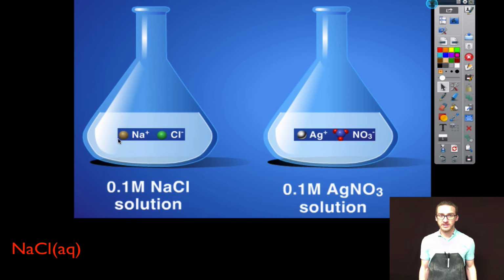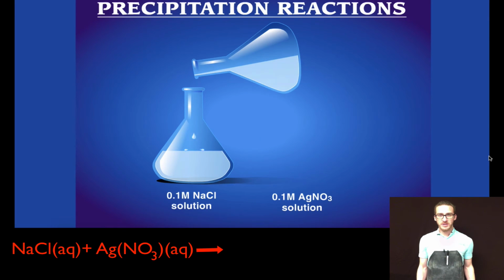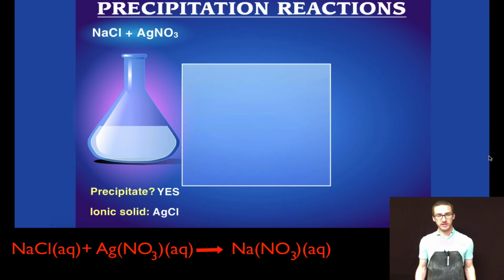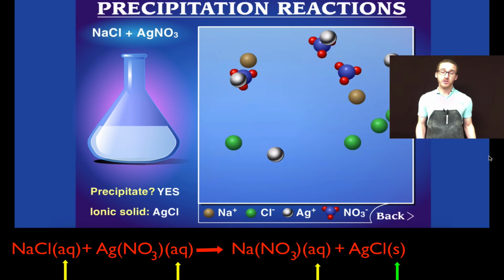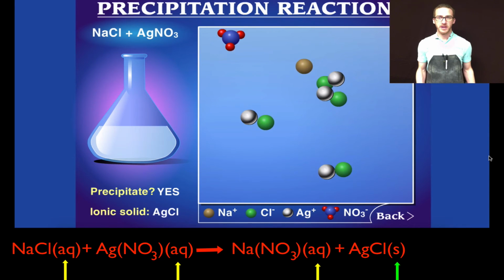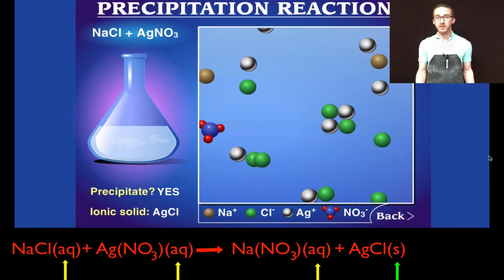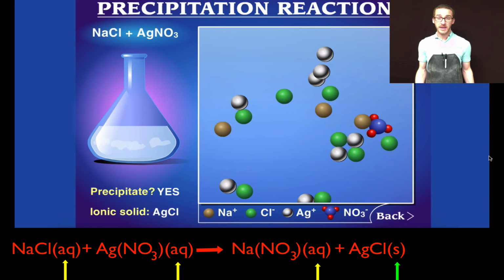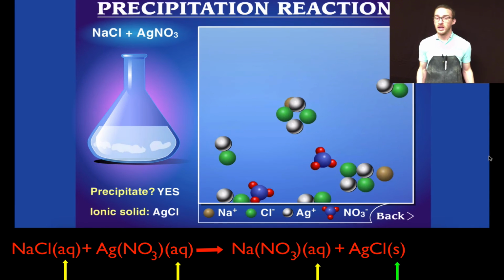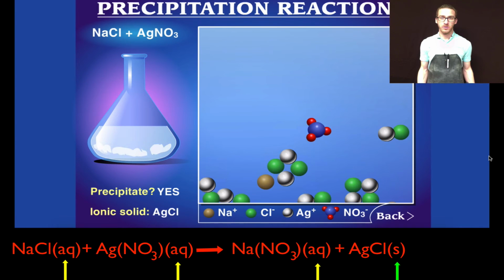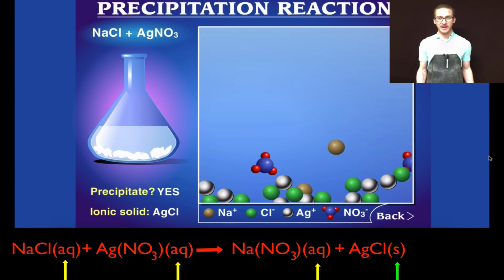My initial reactants are sodium chloride, which is aqueous, and I react it with silver nitrate, also aqueous. On the product side though, I'm going to designate my sodium nitrate as aqueous, but my silver chloride as a precipitate by including the letter S in parentheses after writing its formula. And again, I want to make sure that this is balanced, and lucky for us, it is balanced, with coefficients of 1 for each of the reactants and products.